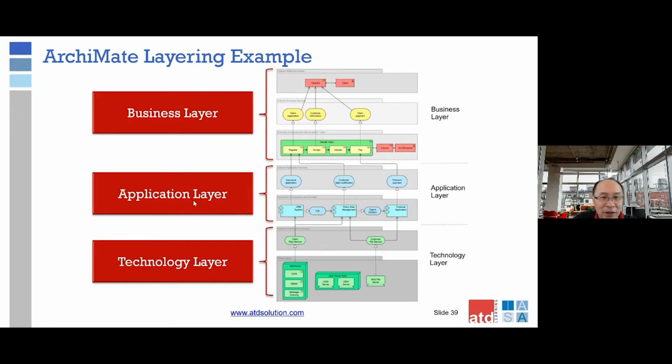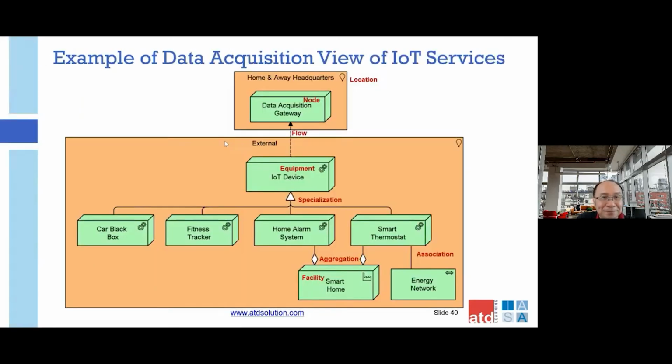Same thing when there are some changes at the technology layer, we know exactly which one at the business layer is impacted, because the lines are all connected here. So this is something that many enterprises don't have today, unfortunately. But actually this is what they need the most today in transforming the enterprise. This is an example of data acquisition for IoT. So this is actually the symbol of ArchiMate at the physical layer, for your reference.